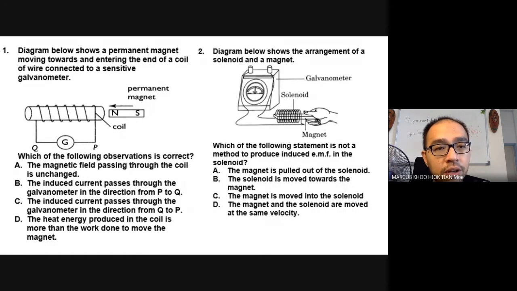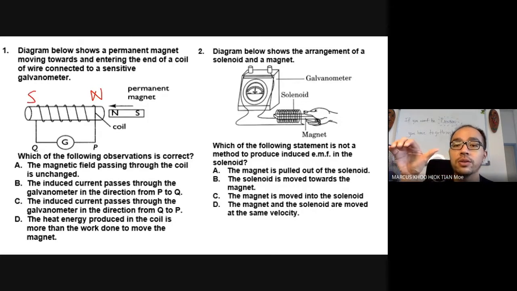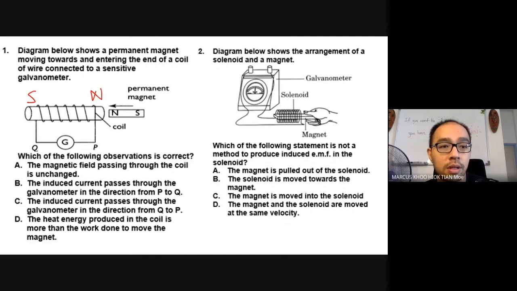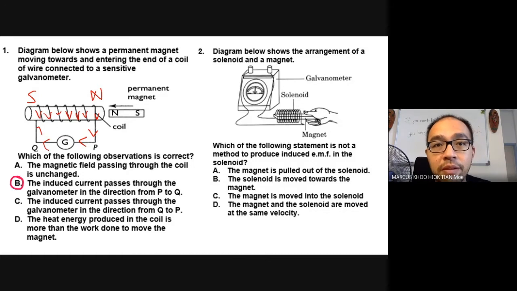If this is north, north is going in, this side is going to become north because it wants to oppose. So if this side is north, this side is south. So if this is north and this is south, your finger should point here, right? So it should be going down here. So everything is going downwards. So it should actually be from P to Q. How do you get C?